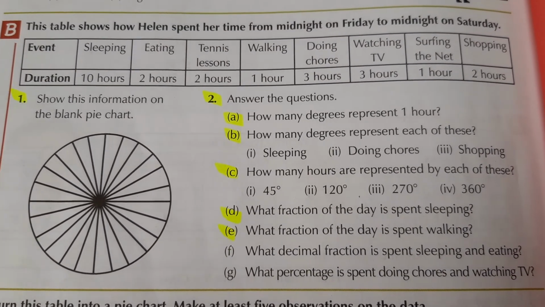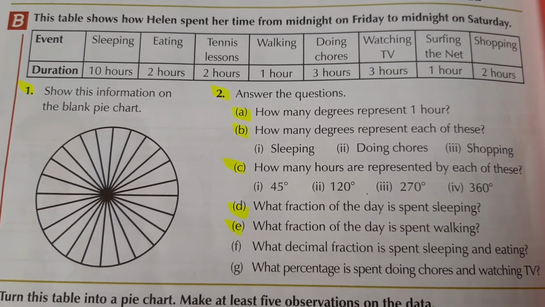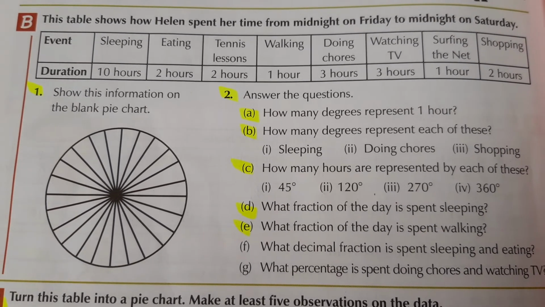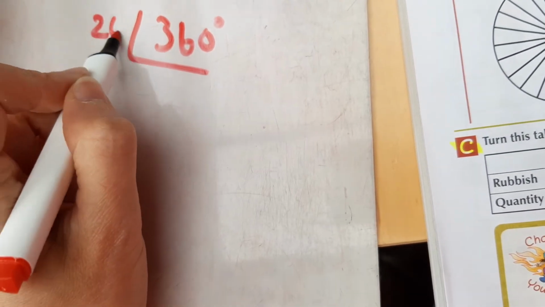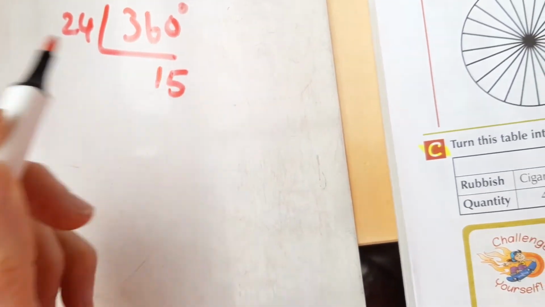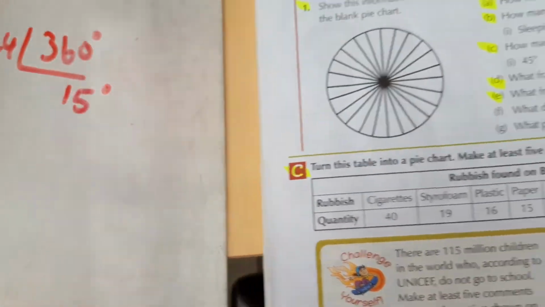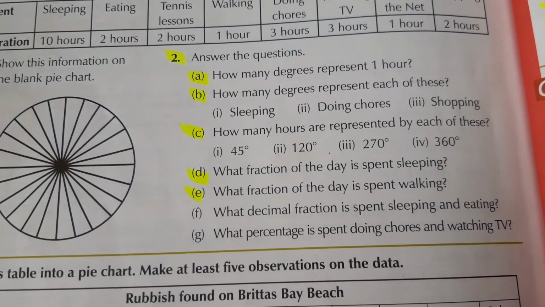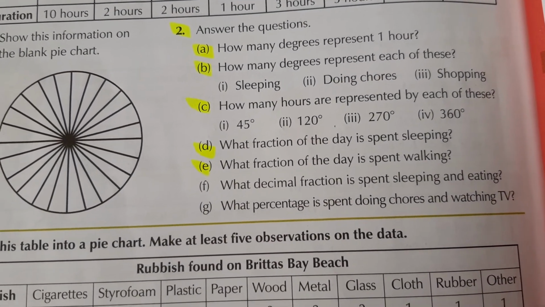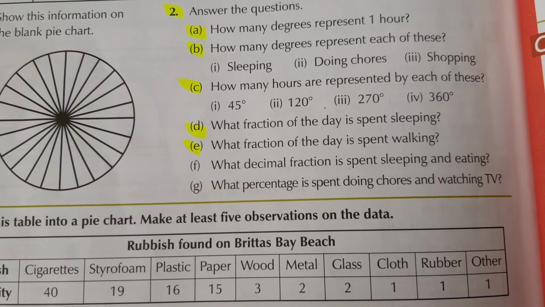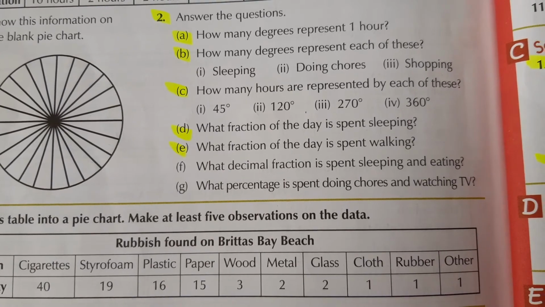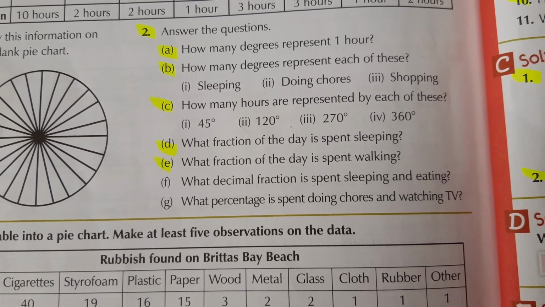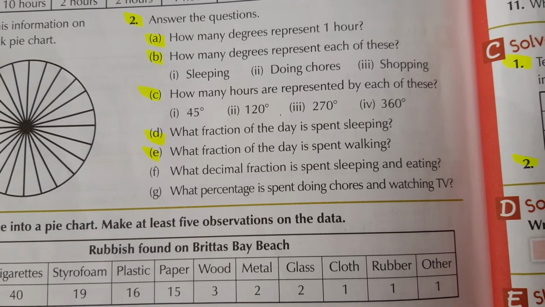So there's 24 hours in the day, from Friday midnight to Saturday midnight. For your pie chart, 360 degrees divided by 24 gives you 15. So each hour represents 15 degrees. That should help you to answer the next set of questions. The first one is, how many degrees represents 1 hour? That's 15 degrees. For sleeping, you multiply by 15, so that's 150 degrees. Number 2 is 45 degrees, and the third one is 30 degrees.